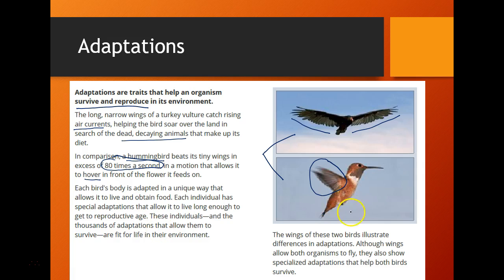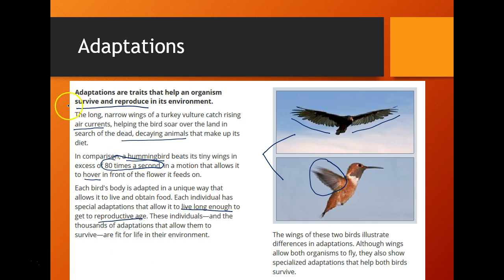So clearly here we have two different birds. Their wings are both used to fly and also to feed, allowing them to feed and nourish themselves. However, they both look very different because their diets are different. Each of these adaptations helps these organisms live long enough to get to reproductive age.